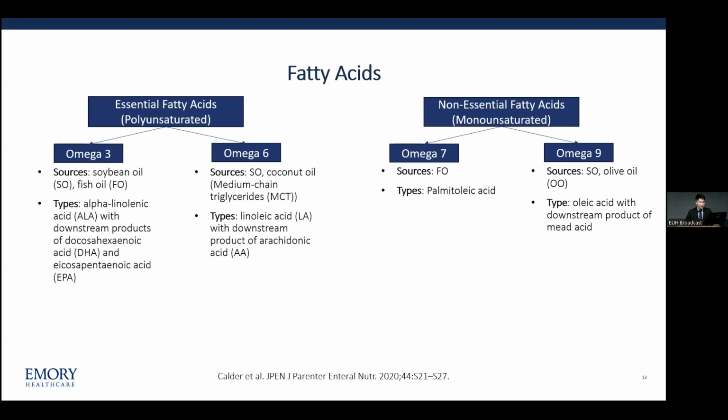On the other side is the non-essential fatty acid. This can be made in the body, unlike the essential fatty acid, and it is composed of omega-7 and omega-9. Omega-7 is derived mainly from fish oil, with a type called palmitoleic acid. The omega-9 source consists of soybean oil and olive oil. The type of omega-9 is oleic acid, with a downstream product of mead acid. Mead acid is the second component used to diagnose essential fatty acid deficiency.